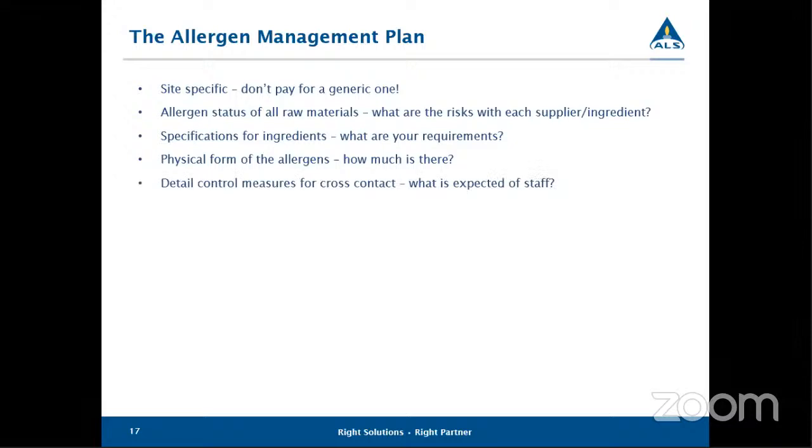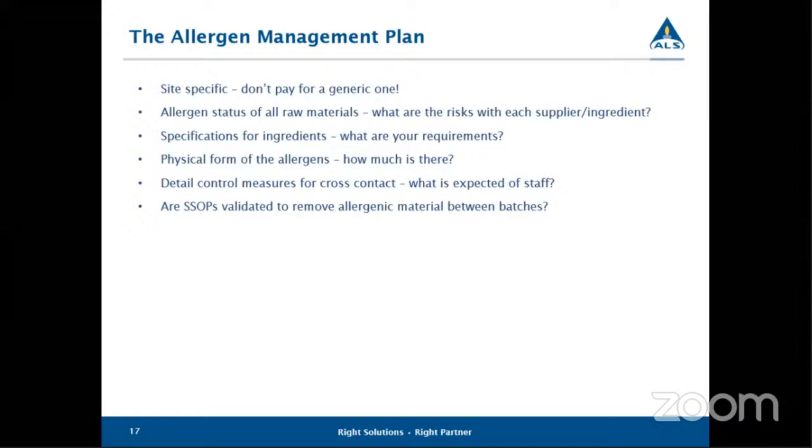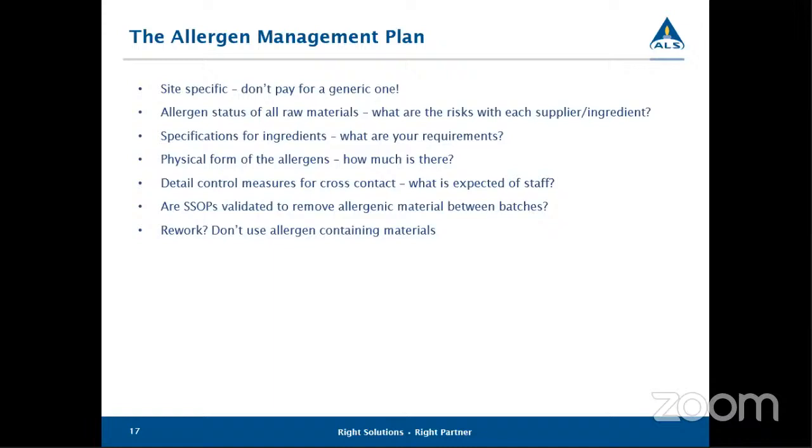Ensure that you've considered any cross contact and have detailed all the control measures that you have to reduce the potential for cross contact within your facility, and ensure that your staff also follow them. For your SOPs, make sure they are validated and that you are periodically checking those. And then rework: how do you handle rework? Make sure it's labeled, and that it can be used in a different product, but not in a product that needs to be free from allergens.